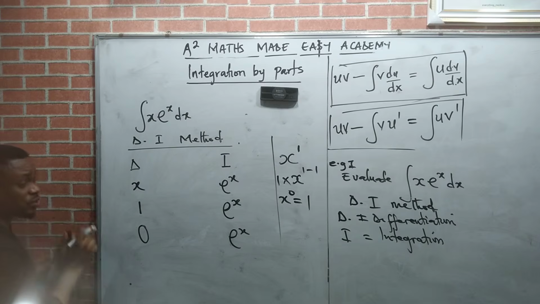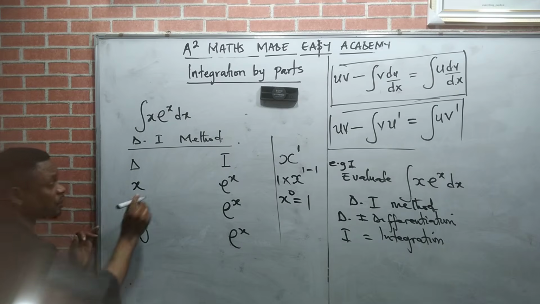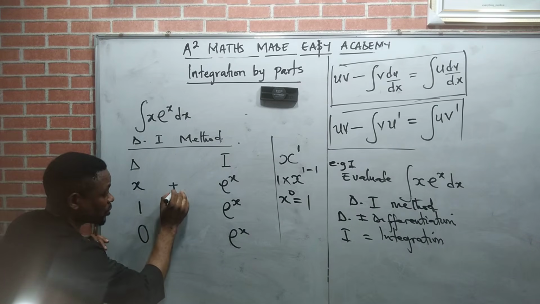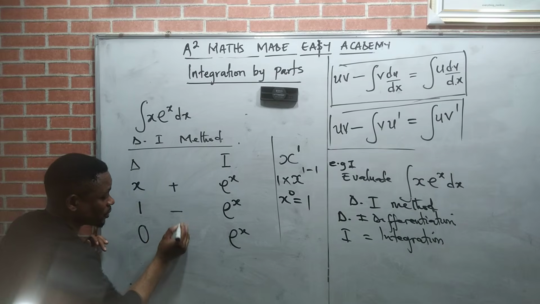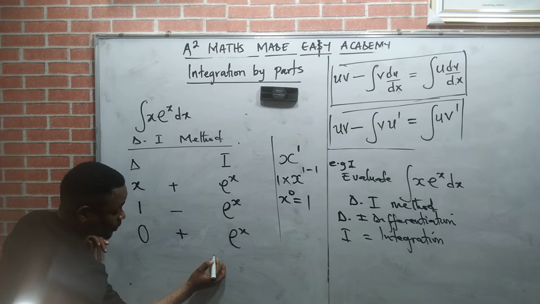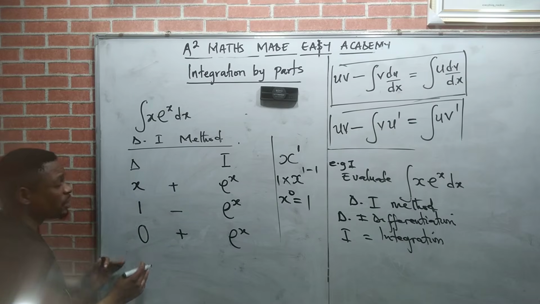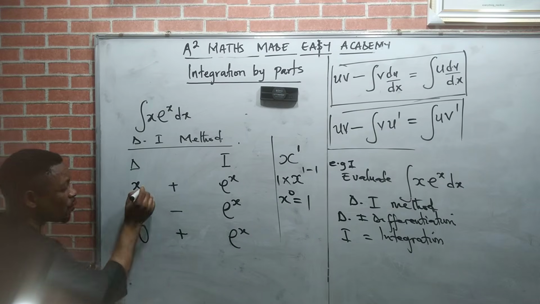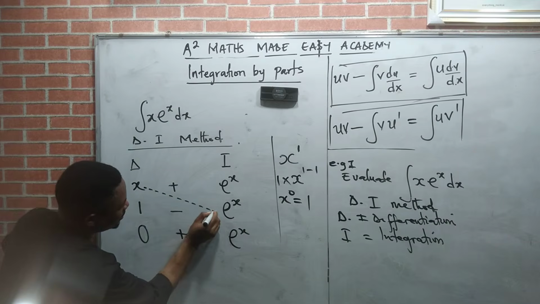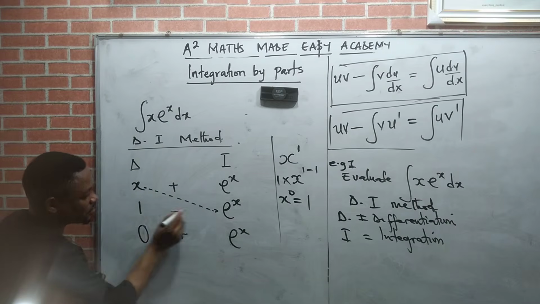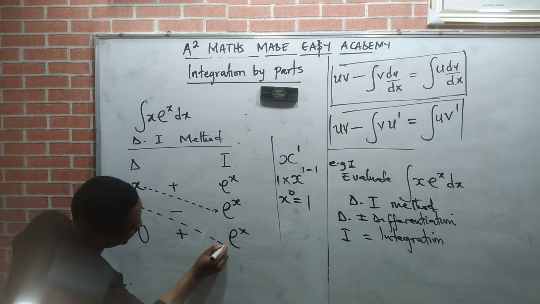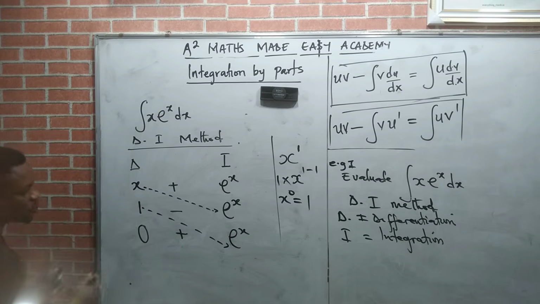Now, since the differentiation has turned to 0, I don't need to continue again. What I'm going to do now is to get the answer immediately. Watch. The first row is plus, the second row is minus, the third row is plus, and if I had a fourth, it would have been minus. This is how it's done. Then how do we get the answer? We draw the inclined lines like this. The first one, we multiply this, and the second one, we multiply with the third one. And that is all.